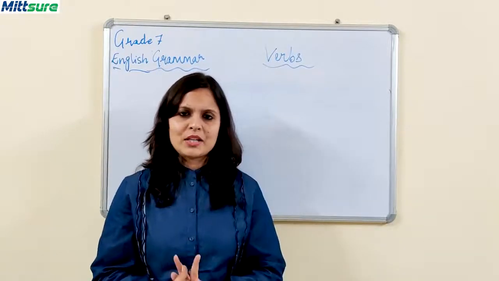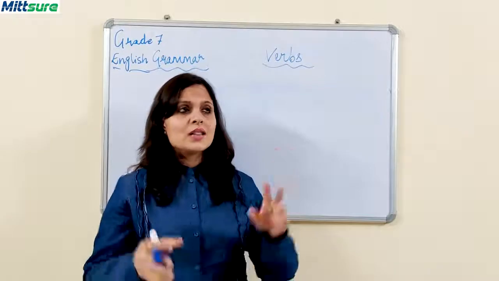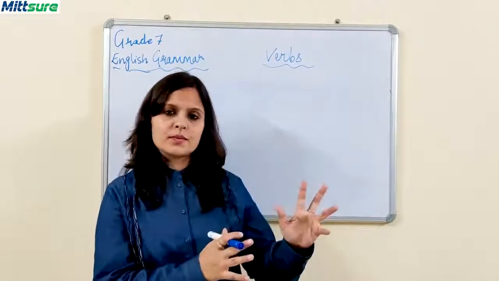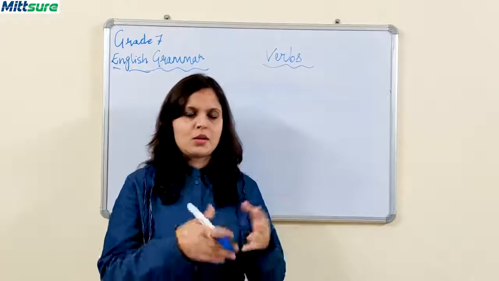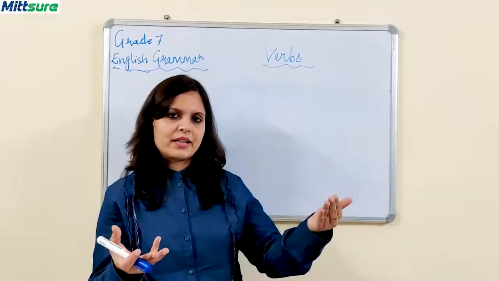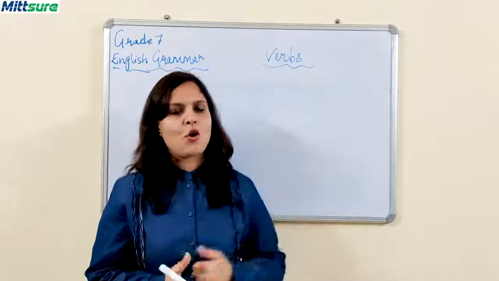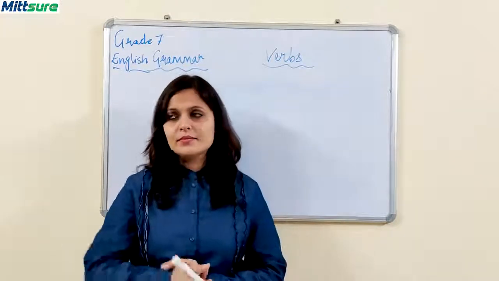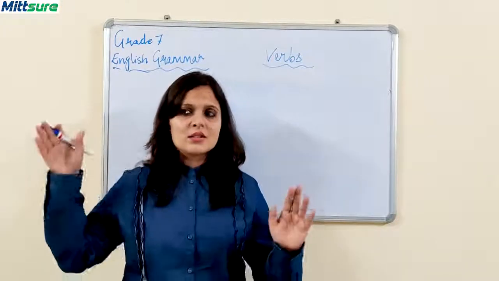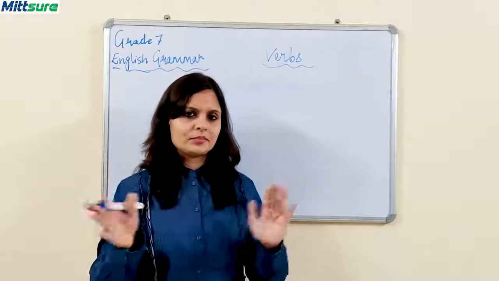Simple as that. So, if I say, the tree has fruits. It is possessive. What has fruits? The tree. Tree is the subject. Has is the possessive verb, and fruits is the object. Hence, it is transitive.